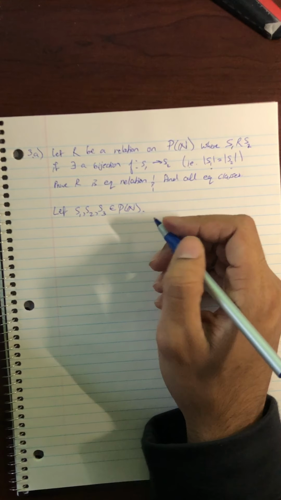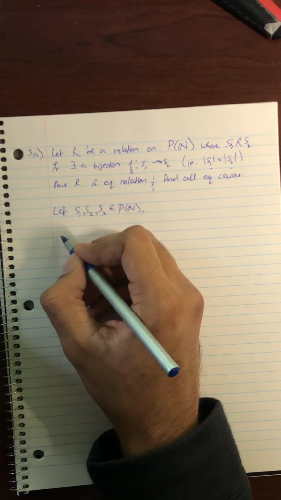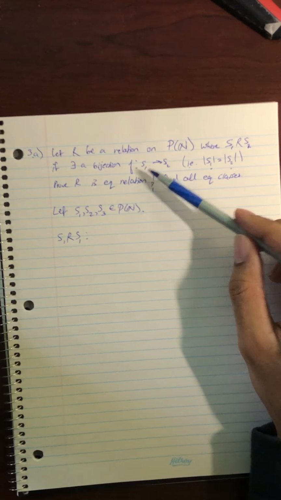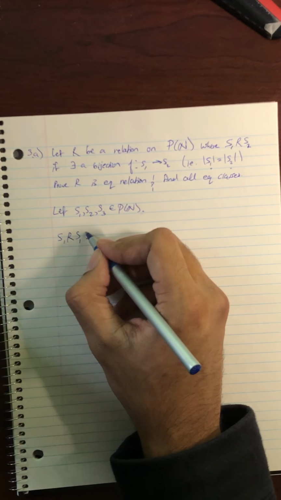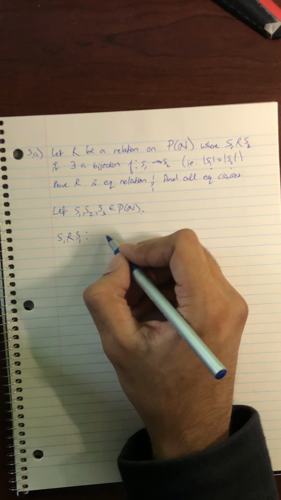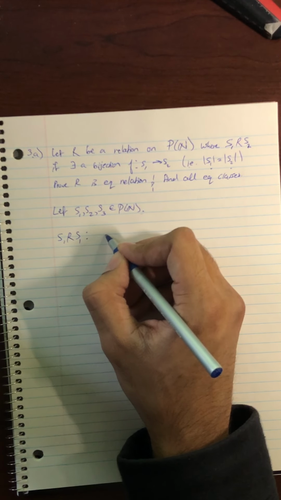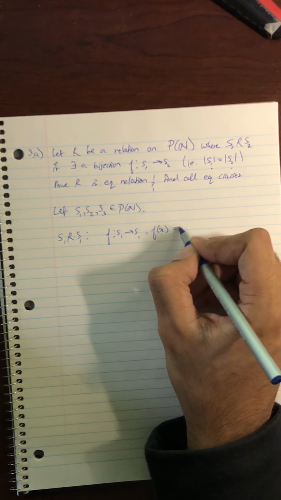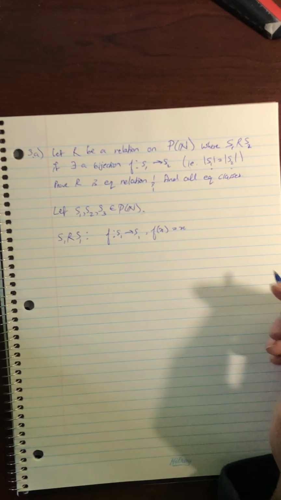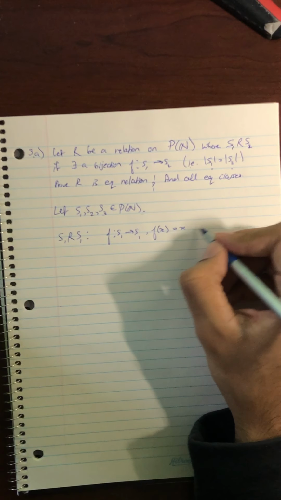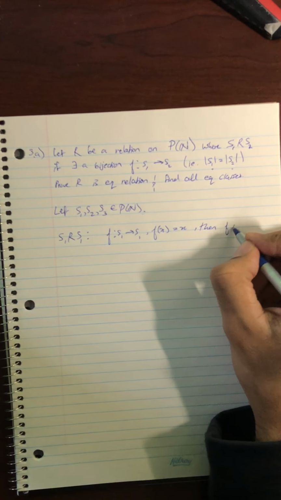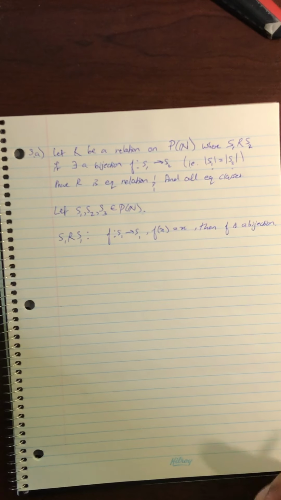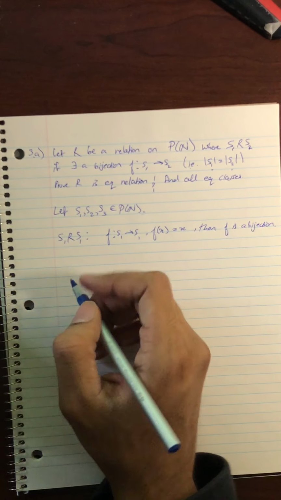Now we need to prove that S1 is related to S1. We can do that if we can find a bijection from S1 to itself. And in fact, there is a bijection F from S1 to S1 given by f of x is equal to x. You map an element from S1 to itself. If you do that, then f is a bijection, and so S1 is indeed related to S1.